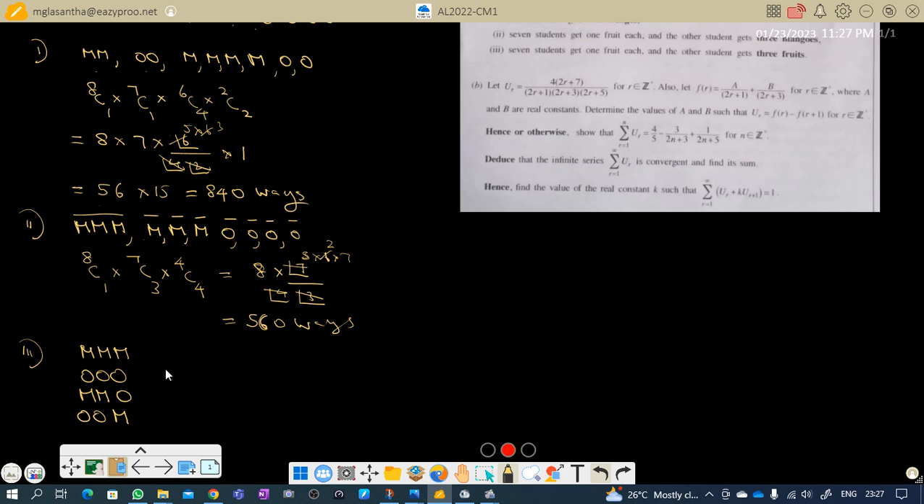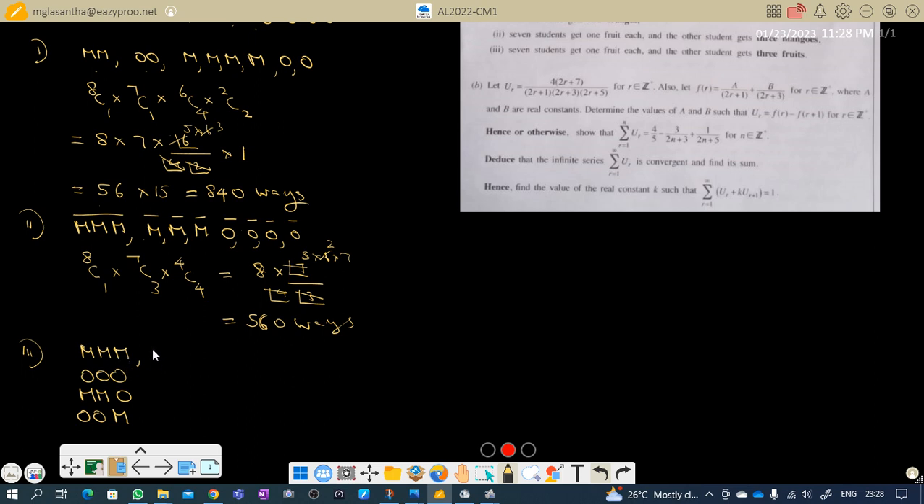Now is there any other way? All 3 cannot be different, because you have only 2 types. If 3 mangoes are selected, then what is the other bundle?